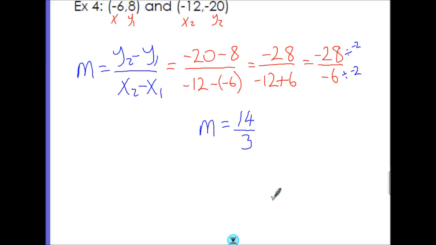This is a good example of why we need to find the slope with the slope formula and not just with a graph. In order to find this slope, you will have to go 14 units up and 3 units over to find a nice integer coordinate.